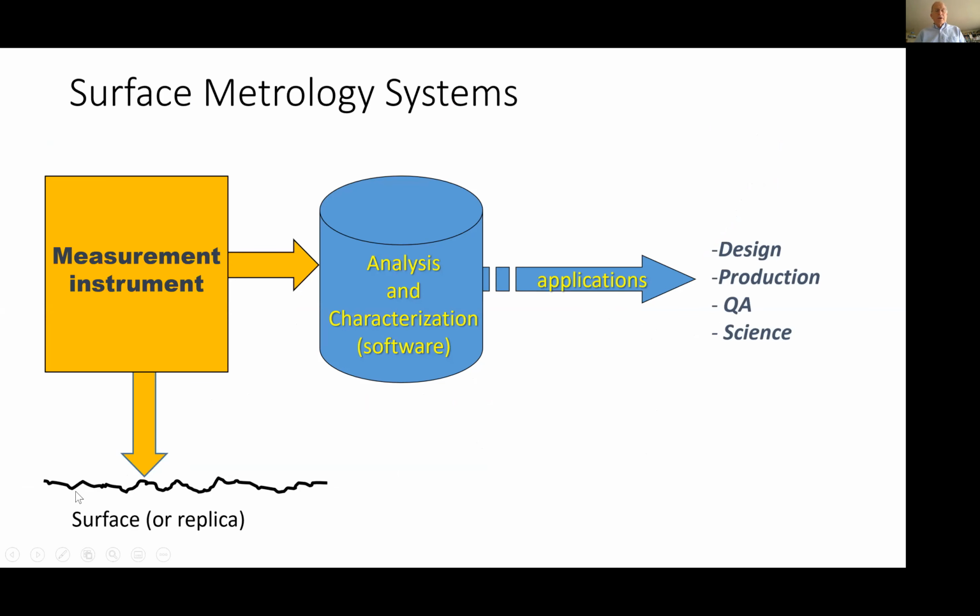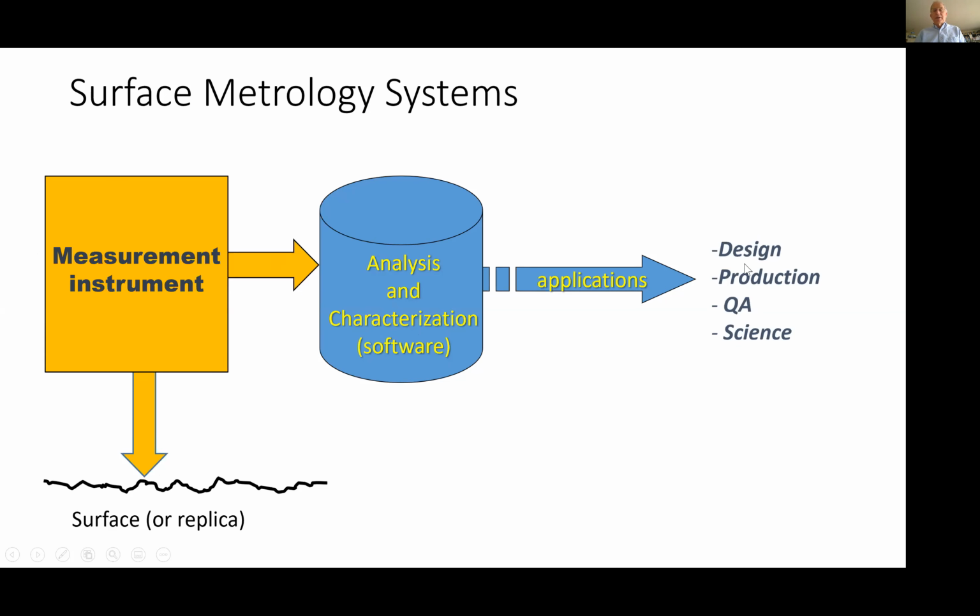Then there's some sort of analysis and characterization that is software, and often this is packaged with the measurement instrument. So these may be kind of blended together. And the different applications, so process and product design, production, quality assurance, and the different sciences like material science.